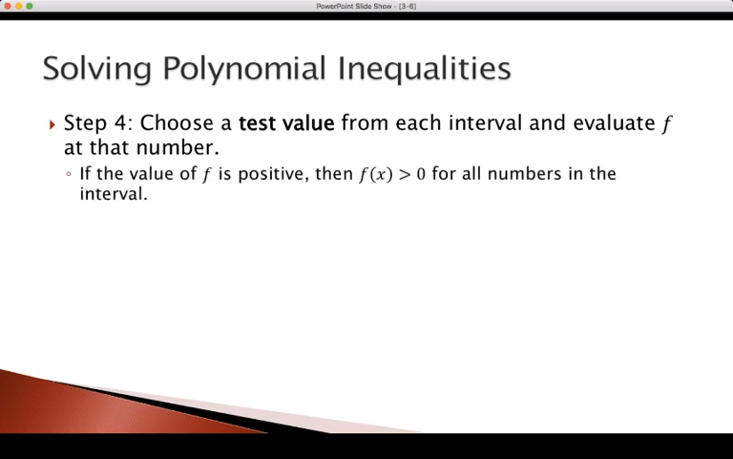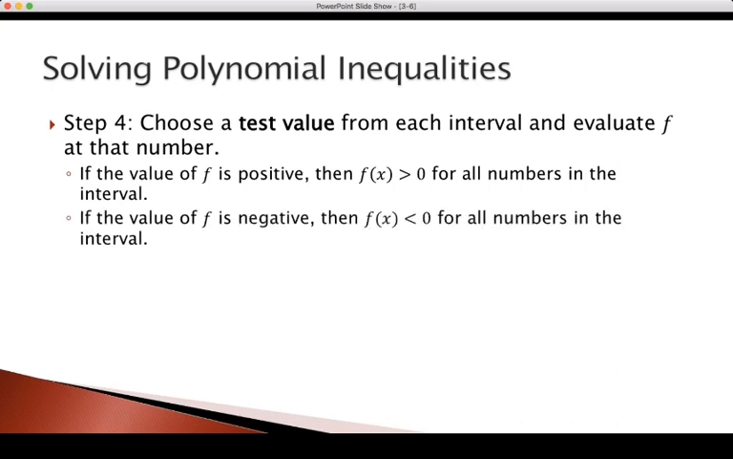Now, once we evaluate f at that number, one of two things can happen. If the value of f is positive, then f of x is greater than 0 for all numbers in that interval. That's why it's a test value. Think of it as a representative of the interval. We have already found the values that make f equal to 0. So now we're interested in finding the values that make it positive or negative. And to do this, from the interval, we need to pull out this test value and then test it. Does it make f positive or does it make f negative? And what this will do is actually be the actual value for all the numbers in that interval.